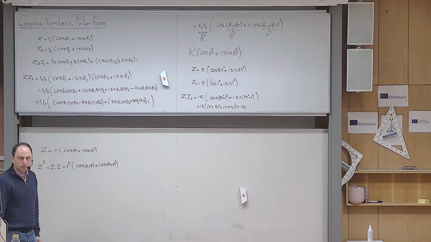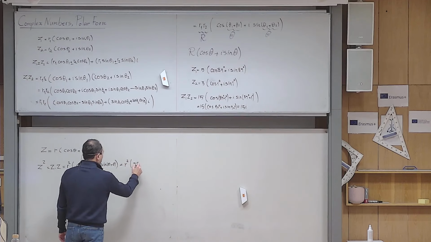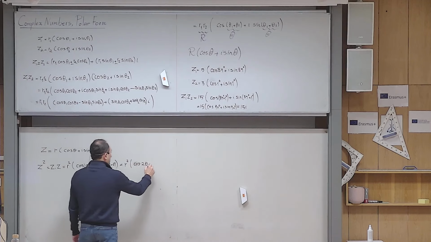Yes? But what is theta plus theta? It's just 2 theta. So it becomes what? R squared sine of 2 theta. Oh, sorry, cosine of 2 theta. And then plus i sine of 2 theta.